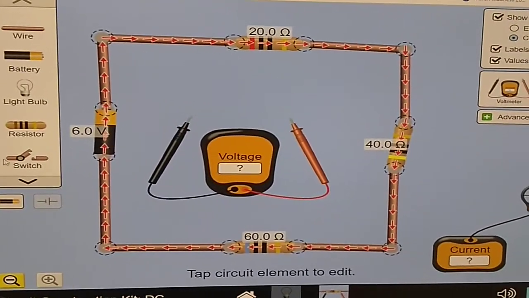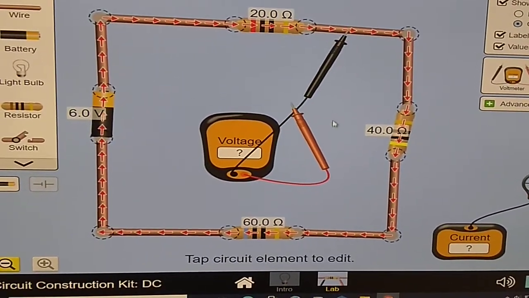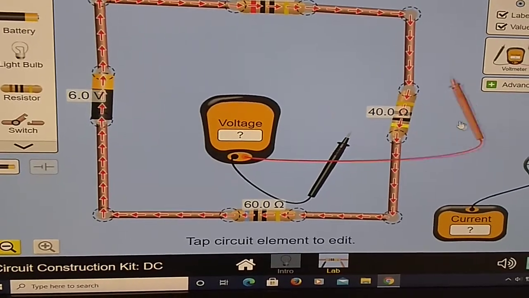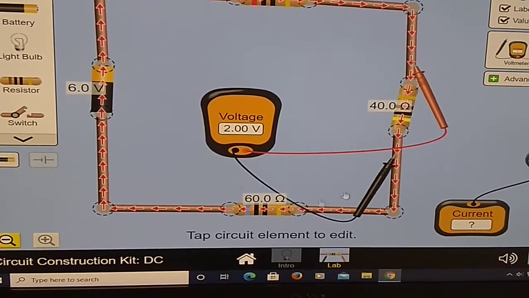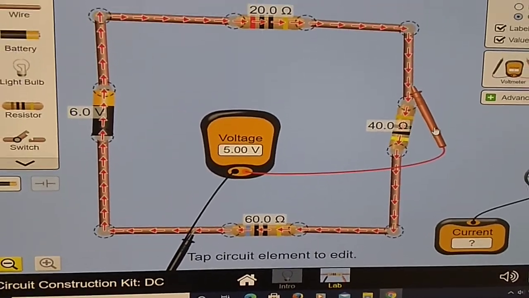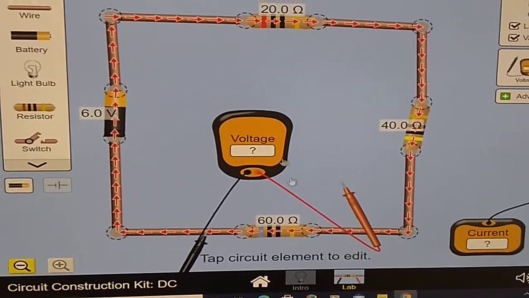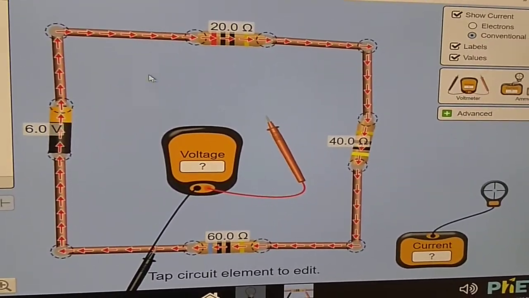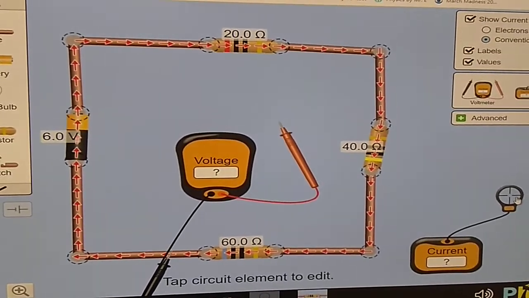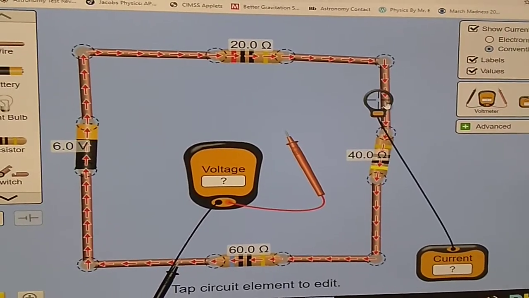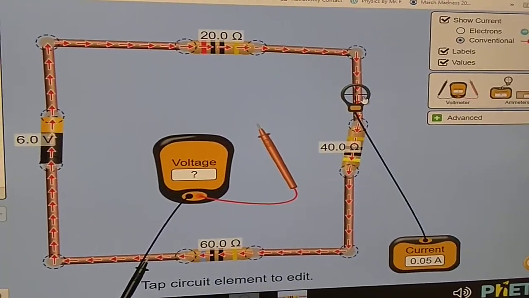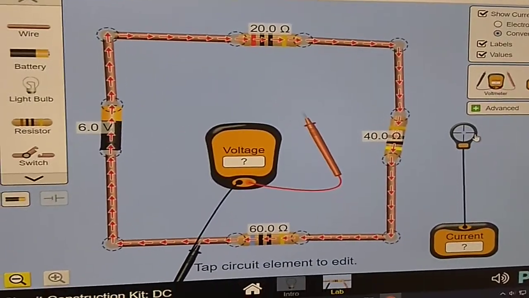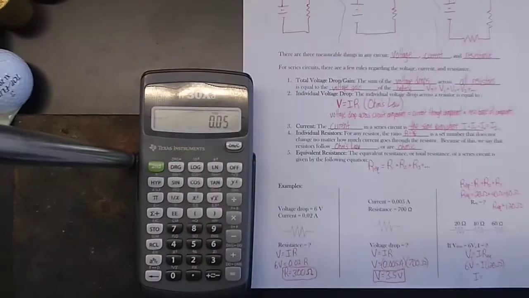So, we have this circuit assembled. We see that the battery voltage is 6 volts. Notice that individually, none of the voltage drops are equal to 6. That one's 1, this one is 2, and across this one is 3. But add them all together, 1 plus 2 plus 3, I get a total voltage drop of 6 volts. So the equivalent resistance, 20, 40, 60, is 120. Let's confirm that. The battery voltage is 6, and the current is 0.05 amps. So that's very useful and interesting that this equation works so well in describing all these different types of circuits.